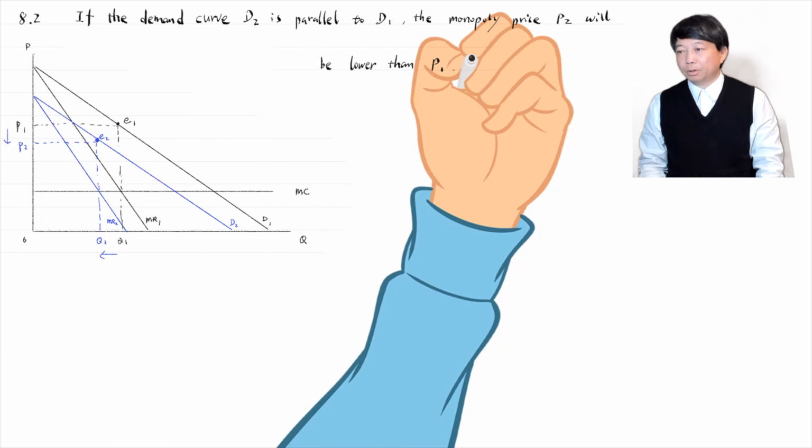The reason is that at the old monopoly price of P1, the new demand curve has a higher elasticity. Facing a more elastic demand, the monopoly firm must reduce its price to maximize its profit. Why does a new demand curve have a higher elasticity?